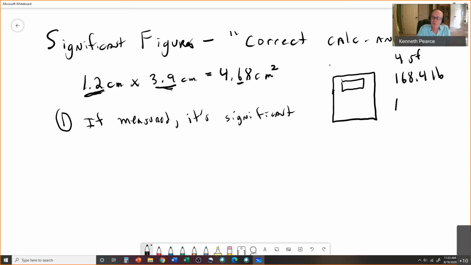And if I step on it tomorrow, and God willing, I will have lost a little bit more weight, and it's 168.0 pounds, well, it's still 4 significant figures, because this scale is measuring out to that first decimal place, and I'm getting 4 digits out of it. Whatever you measure, no matter what it is, if you can measure it, it's significant.